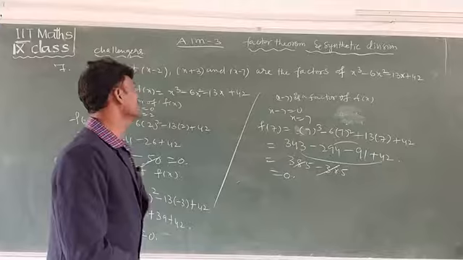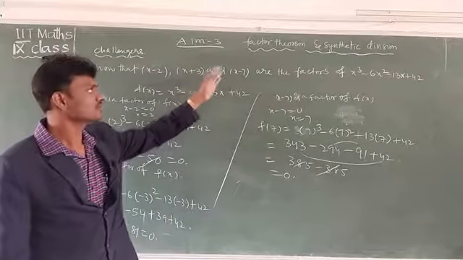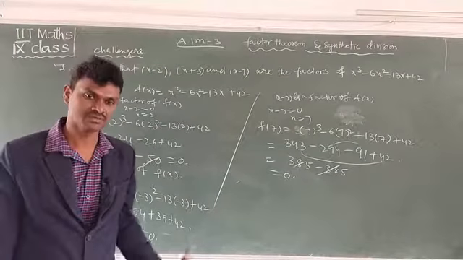Okay, therefore x minus 2, x plus 3 and x minus 7 are the factors of the given polynomial x cube minus 6x square minus 13x plus 42. Note down.